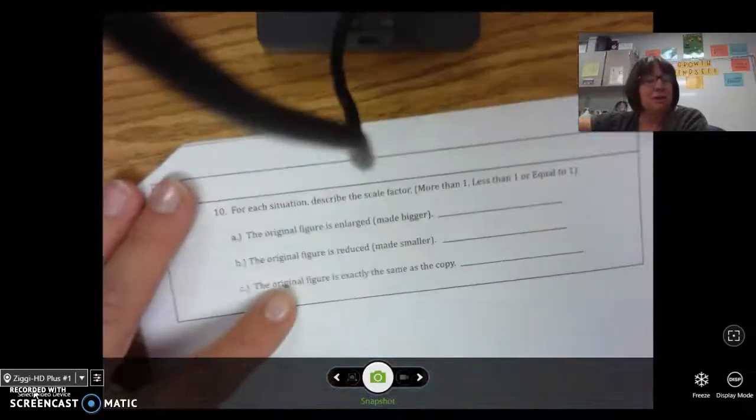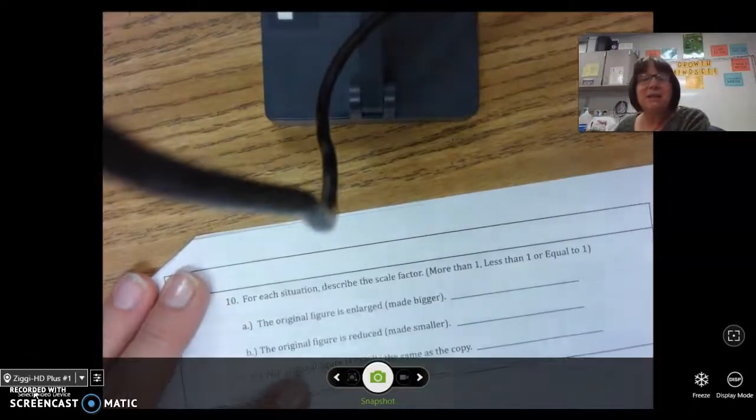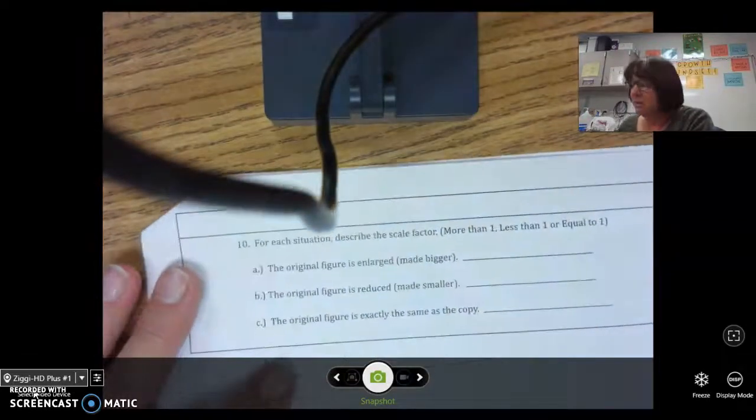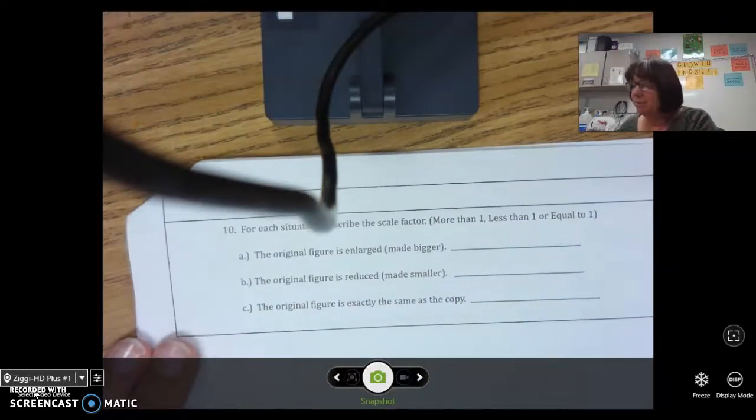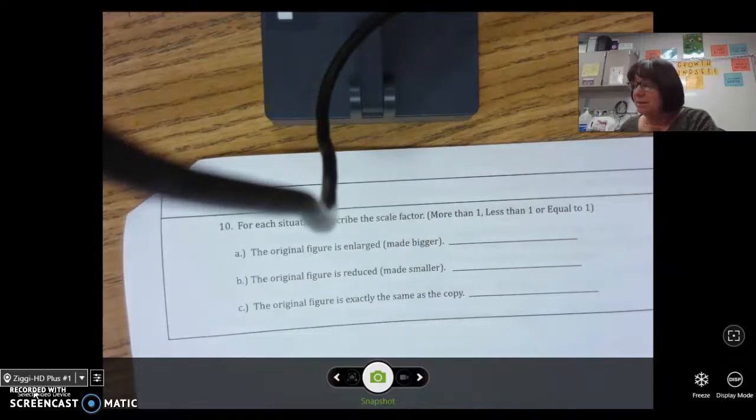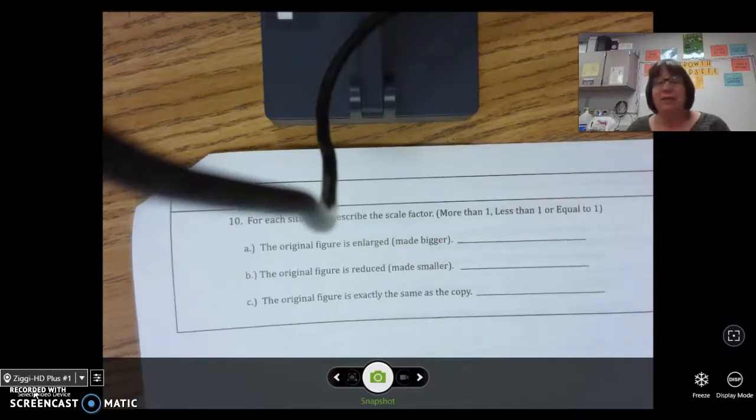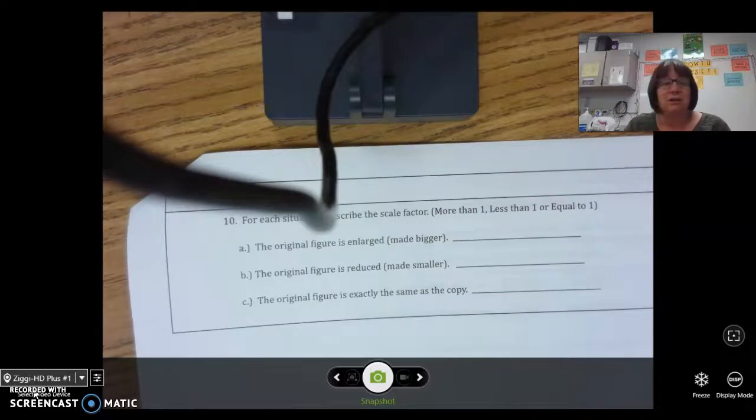And then the last one, for each situation, describe the scale factor. More than 1, less than 1, or equal to 1. And we've talked about that in class. Go back to your notes if you need them to answer that question. So I'm going to let you finish your review guide, and then I want you to enter the answers into the assignment.